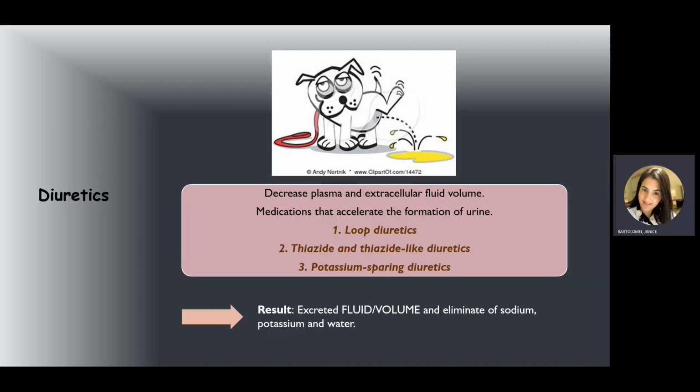Now, we do have two diuretics that lose potassium. They're called the loop diuretics and the thiazides. And then we have one that is called the potassium sparing diuretics that holds on to potassium. I will tell you here shortly which one it is, this potassium sparing diuretic. But make sure that you make a note in your notes that loop diuretics and thiazide diuretics lose potassium. They lose potassium.